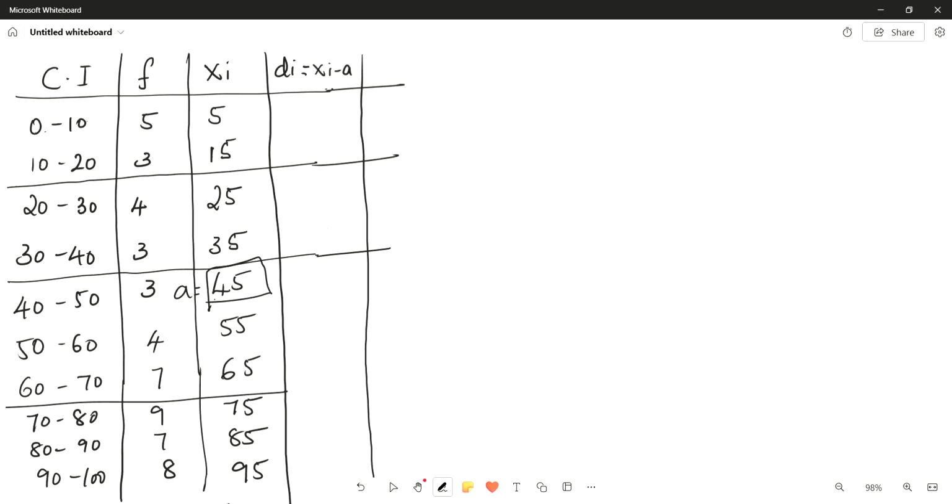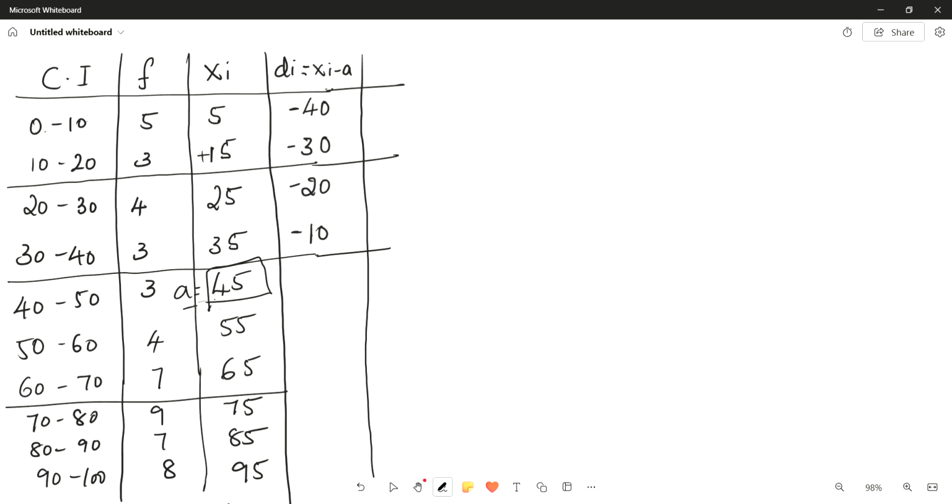Okay. Now xi minus A. This is the first xi value. 5 minus 45, how much will you get? Minus 40. Then 15 minus 45, minus 30, because the smaller number is plus, bigger number is minus, that's why. Then 25 minus 45, minus 20. Then 35 minus 45, minus 10. So from every number you have to subtract A.